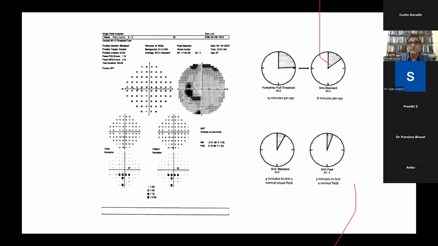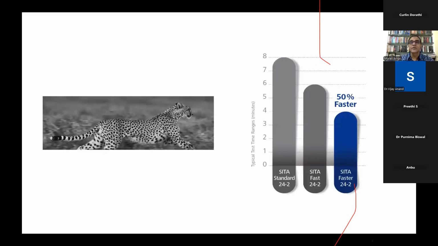For a single test for the patient, for the first time, ideally you should do what is called the SITA Standard 24-2. We also have the newer strategy called the SITA Faster, which is now available. SITA Standard has been there in the past. SITA Fast is available. SITA Faster does it with an even faster strategy and takes much less time than before. So it's about 50% faster. This picture is from the website of Zeiss.